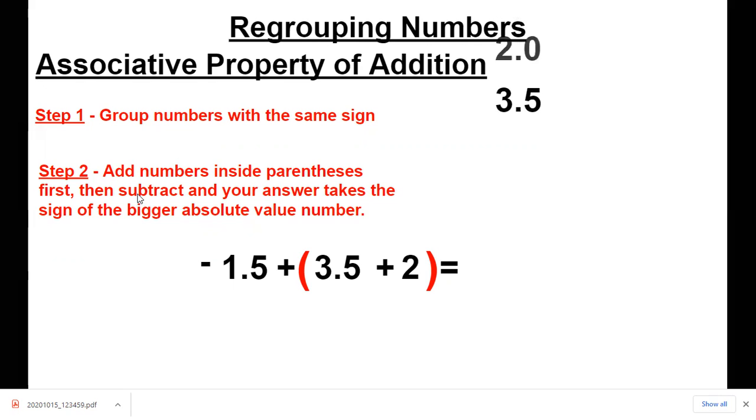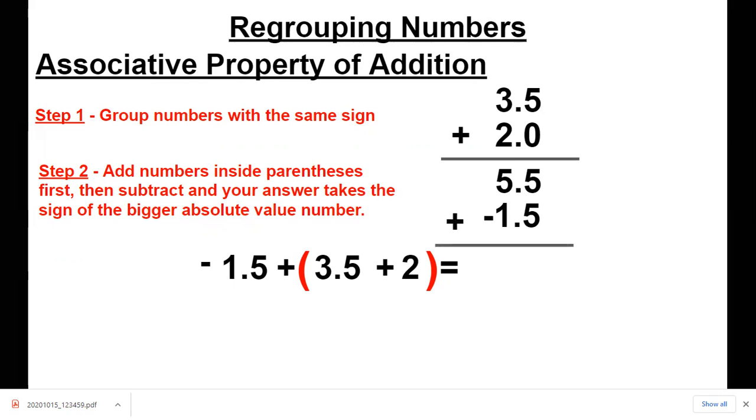So 3.5 plus 2, notice how I'm lining up my dot. I put a 2.0 here so I could make sure I lined up my dot. Add that together, 5 plus 0 is 5, 3 plus 2 is 5, I get 5.5. And then I'm going to subtract out a 1.5 because they're different signs. So let's subtract that out. So 5 minus 5 is 0 here, and 5 minus 1 is 4. I should end up with 4.0. Not too bad, is it?